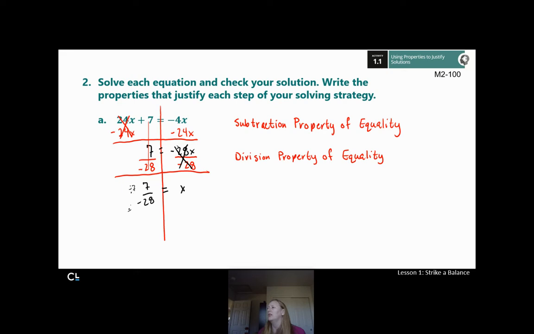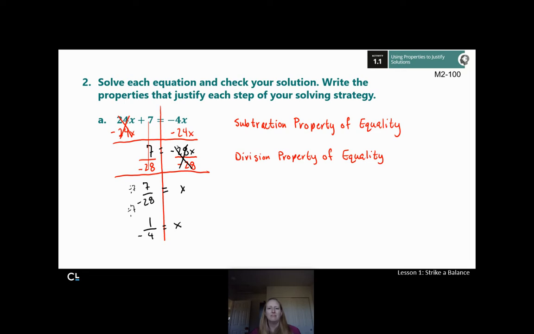So divide by 7. That's a terrible way of writing it. 7 divided by 7 is, of course, 1. Negative 28 divided by 7 is a negative 4. So it looks like x is actually negative 1/4 if we simplify our fractions all the way down like we're supposed to, because we're good like that.